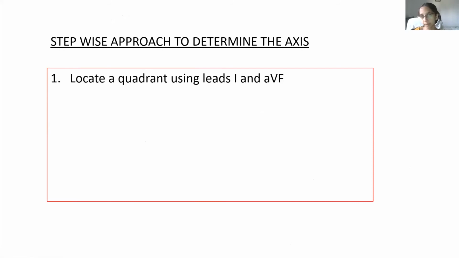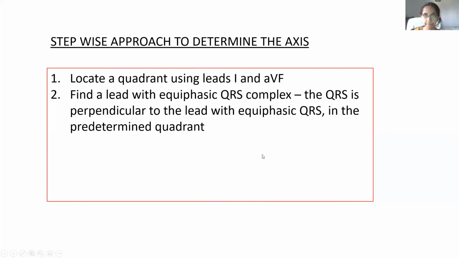So 1 and AVF are easy, but for that understanding, you can take any two leads which are perpendicular to each other. 1 and AVF comes easily for us. So first you decide which quadrant you are having the axis. Second, you see if there is any lead where you have an equiphasic QRS, same proportion of positive and negative deflection. Then the QRS is going to be exactly perpendicular to that.